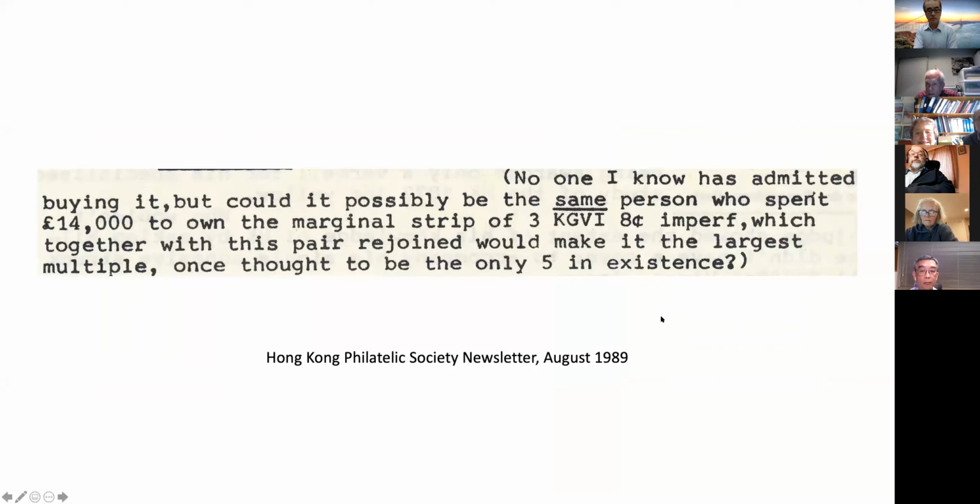Unfortunately, I can't read this. So this is saying that that strip was reported in August 1989 to have been sold for £14,000. So already doing much better than whatever it was in 1955.